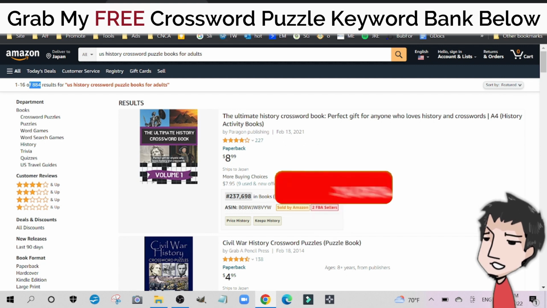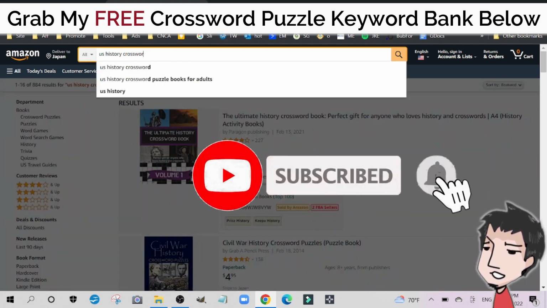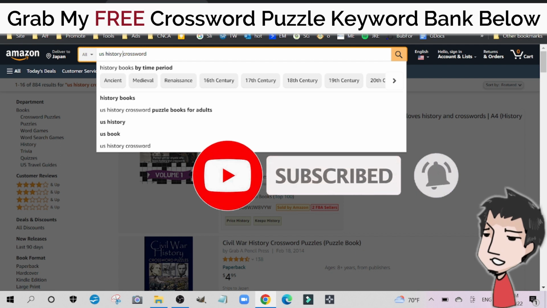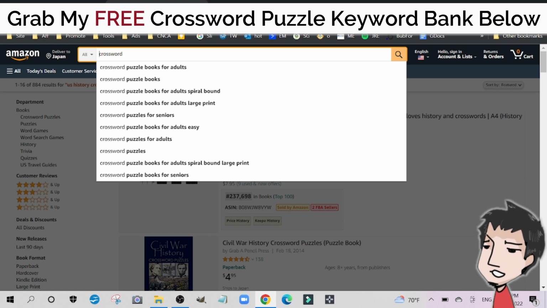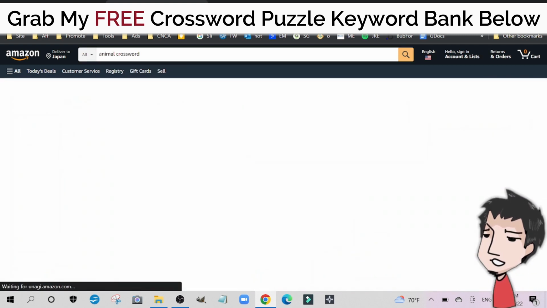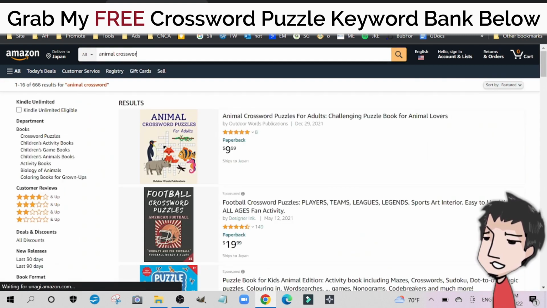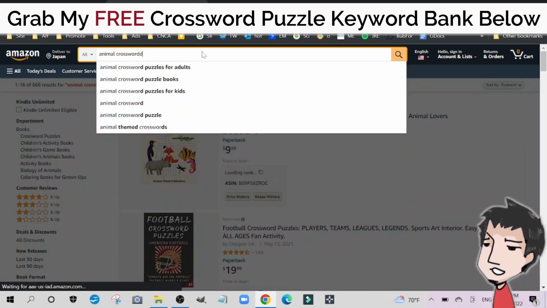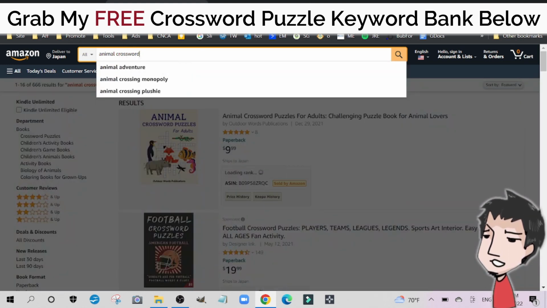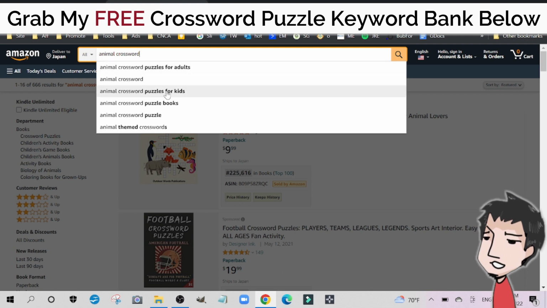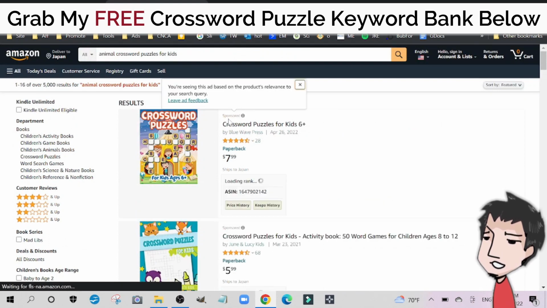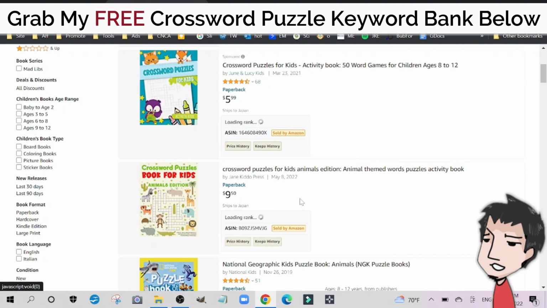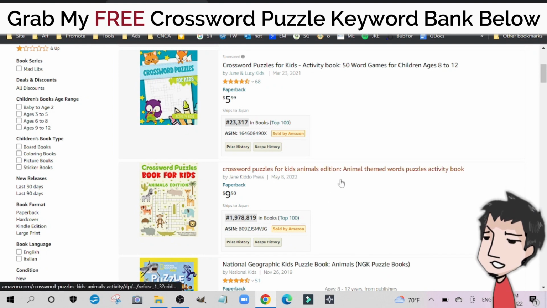Okay, let's go back to our root keyword, crossword. What else can we put in? Let's put in animal. Let's see what the autofill gives us. Animal crossword puzzles for adults, for kids. Okay, and we can see here, these are sponsored, so we want to ignore the sponsored ones. They're paying for this. So let's go to the first organic one.